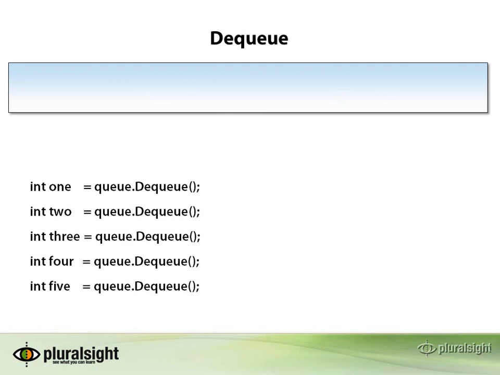So as you can see, a queue is a pretty simple data structure conceptually. It's simply an ordered line of items. They're returned to the caller in a first in, first out method.